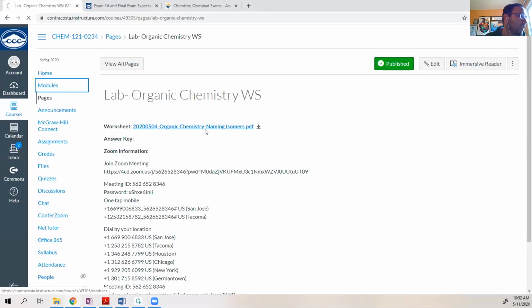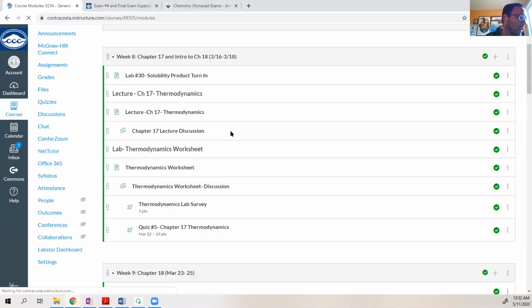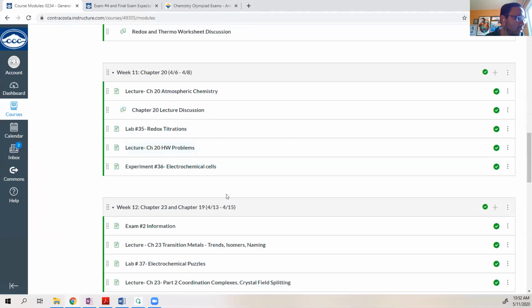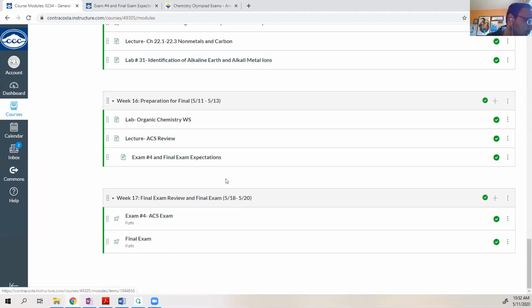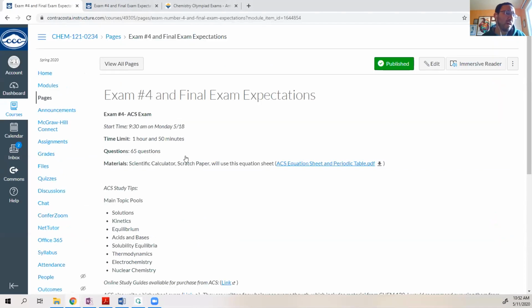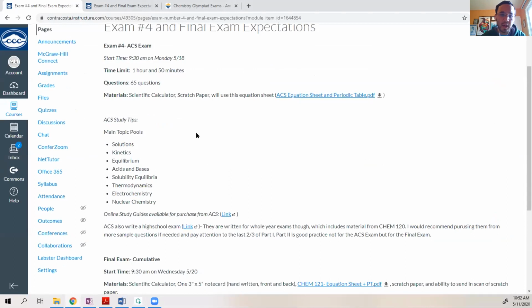In the modules, you can also see that we have another page that I've updated today, if we ever get down there, for exam number 4 and your final exam expectations. So I updated that this morning. If you click on it, you can see I've tried to put in the information about when your exams are going to be and what materials you want to start collecting for it. I'm going to start putting together your topics and your practice problems, so it will all get linked into here. So we're trying to keep this updated.